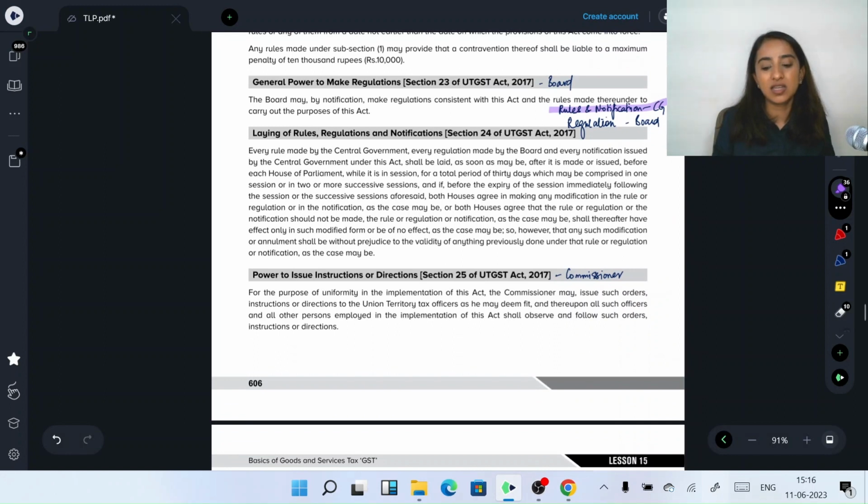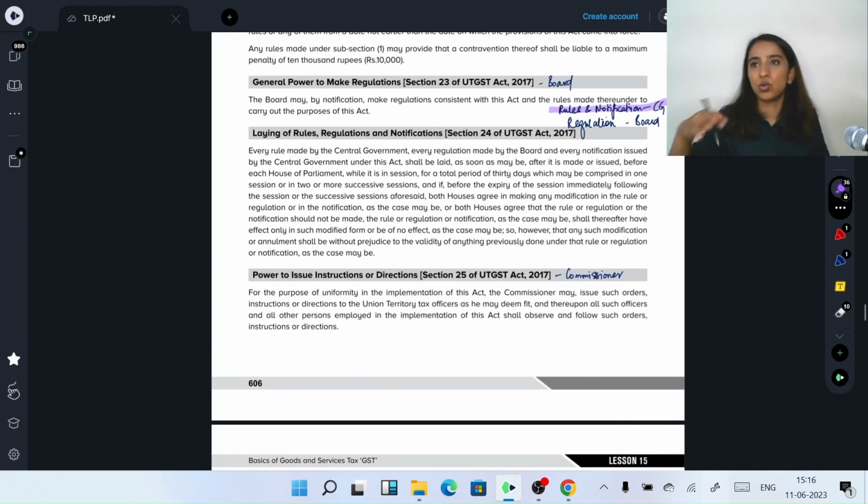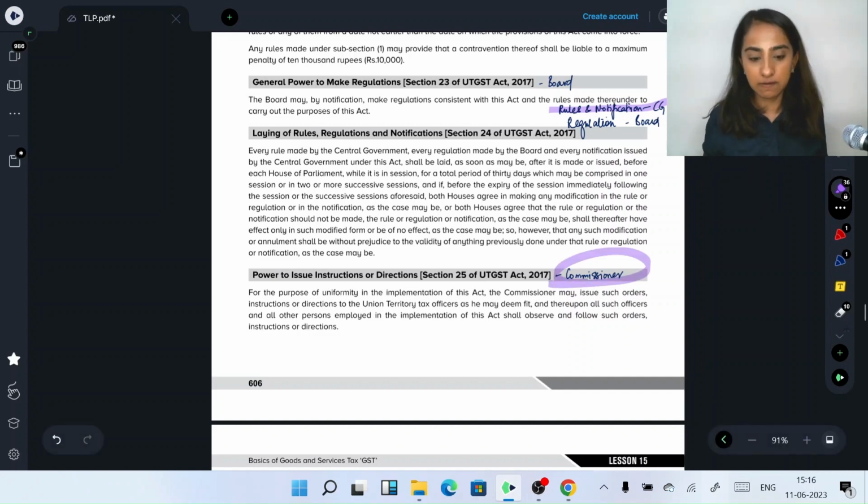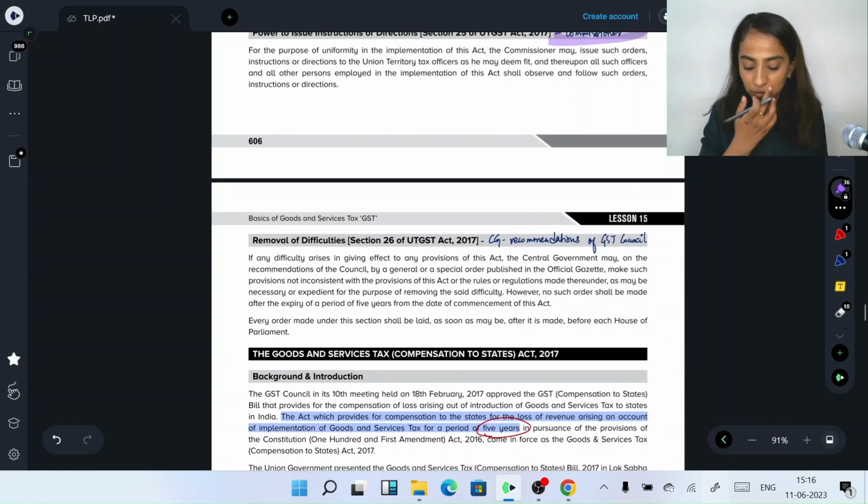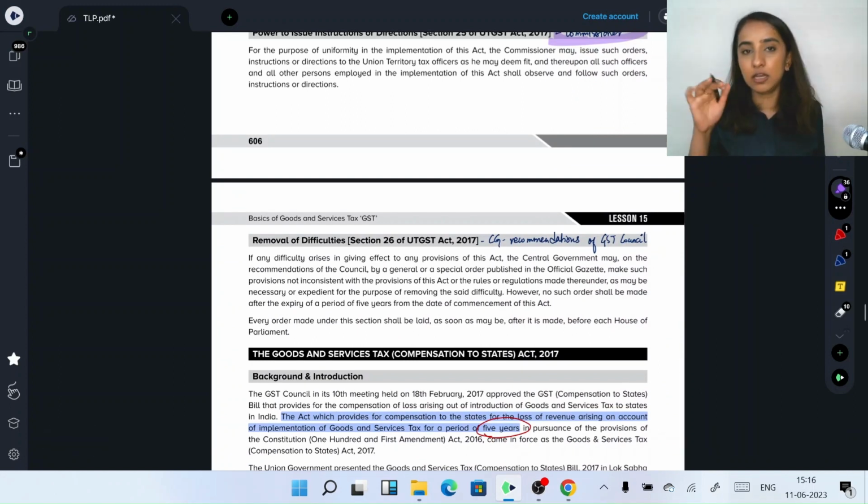Now, who will give instructions or directions? If there's any direction, direction to do something, instruction to do something, then the Commissioner will have the power to give any directions. Removal of difficulties, if there is any confusion, any difficulties. Let's say the government brought out a particular section and then there is some difficulty, people are not able to follow this, they're not able to understand what to do.